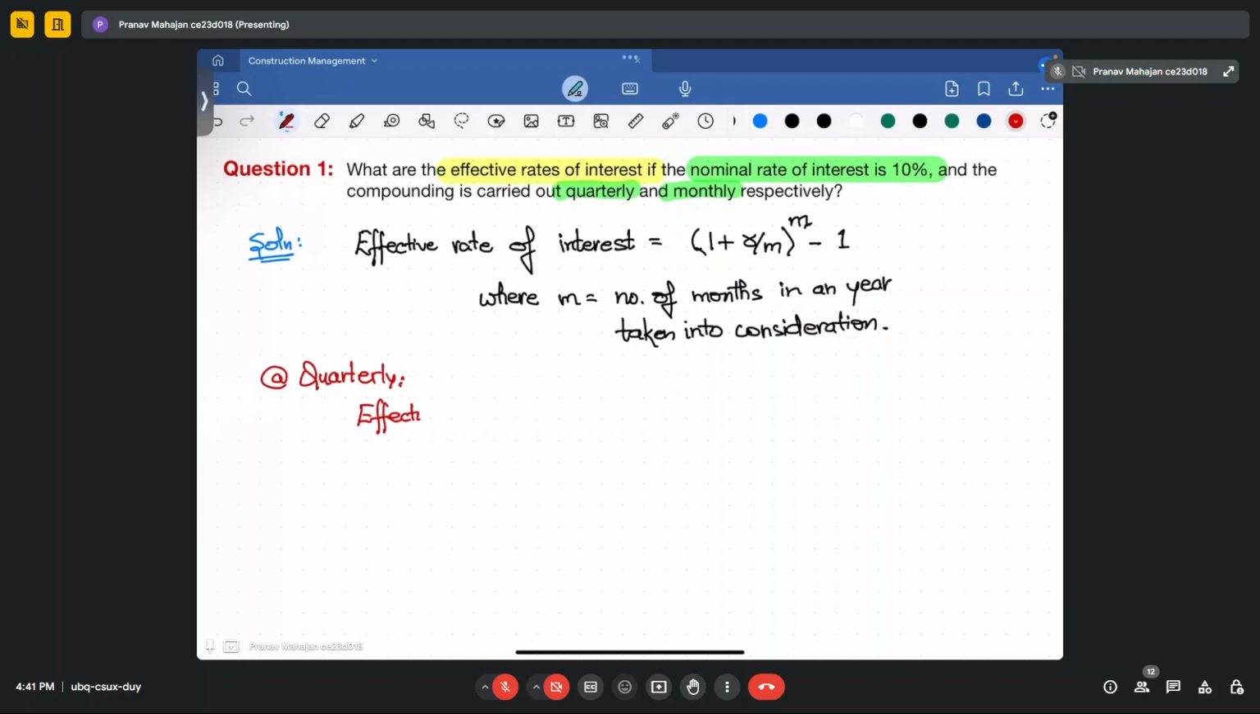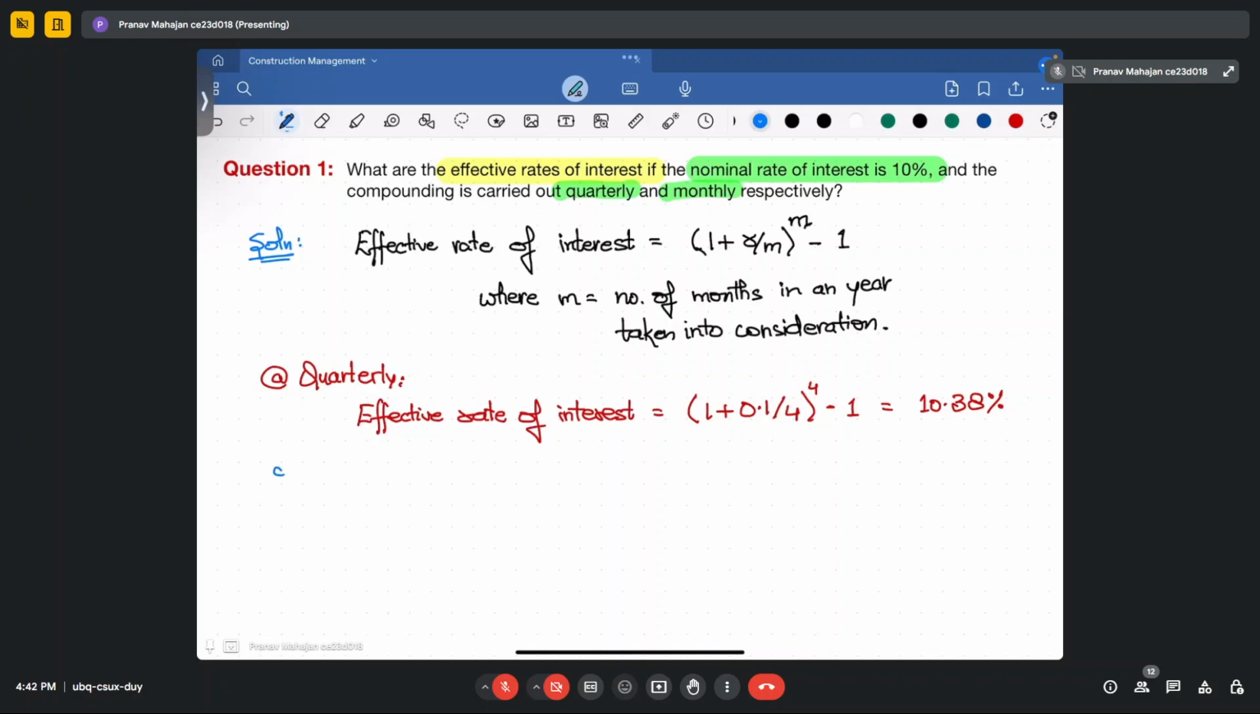the effective rate of interest will be equal to 1 plus i, where i here is 10%, that is 0.1, divided by the number of periods, that is 4, to the power of 4, minus 1. Okay, so let's calculate this. If you calculate this, what you will get is 10.38%. So your 10%, which is your annual rate of interest, when compounded quarterly, will become 10.38%.